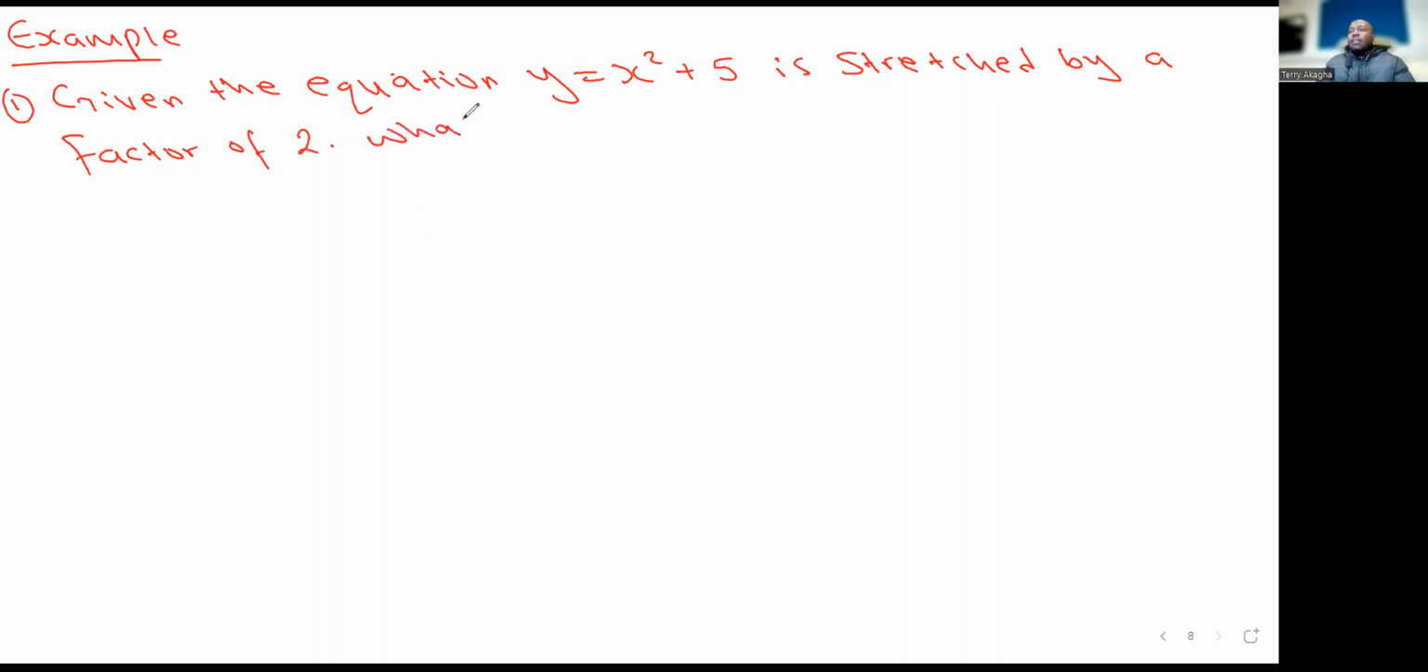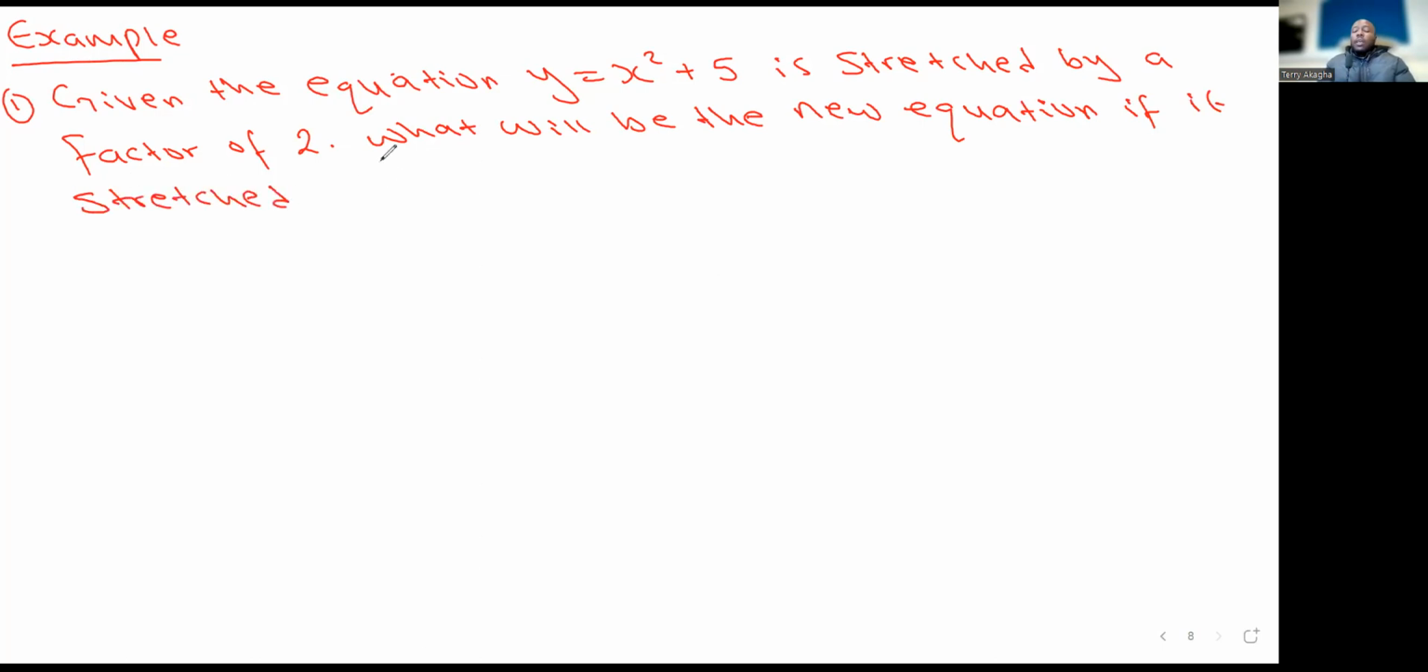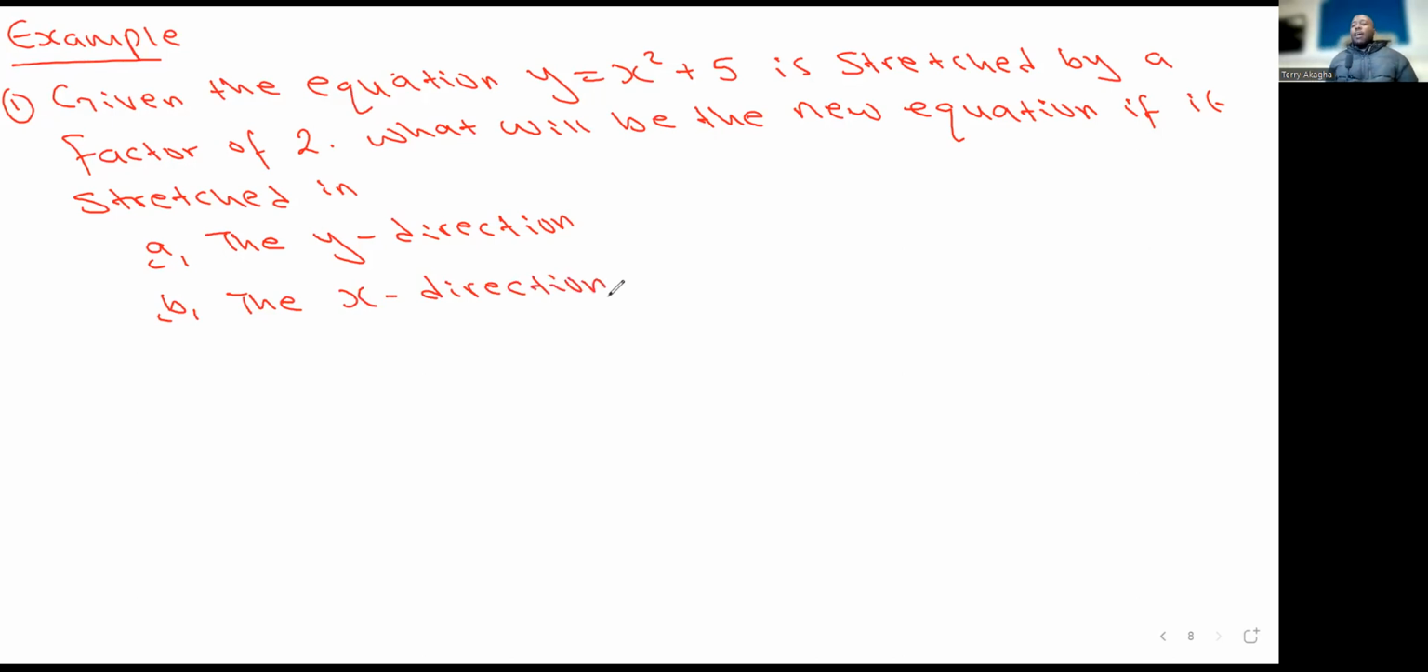Now, the question asks what will be the new equation if it is stretched in A, the y direction, and B, the x direction. So we want to see the difference with this graph, x squared plus 5, when it's stretched in the y direction by a factor of 2, and when it's stretched in the x direction by a factor of 2.